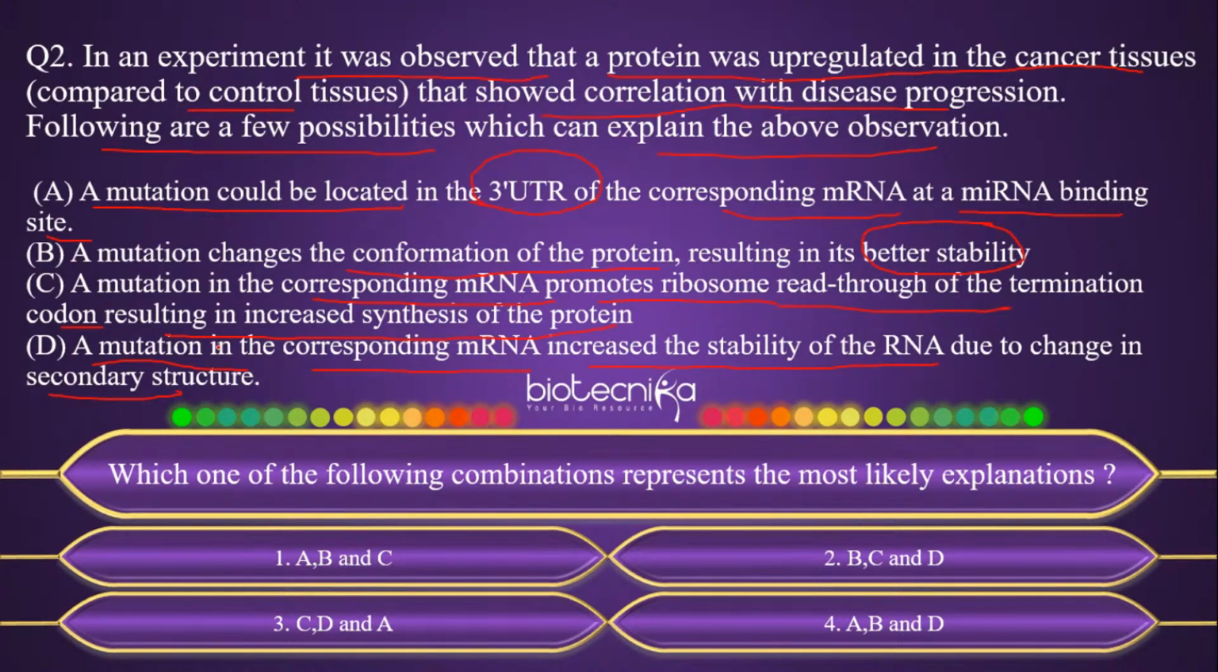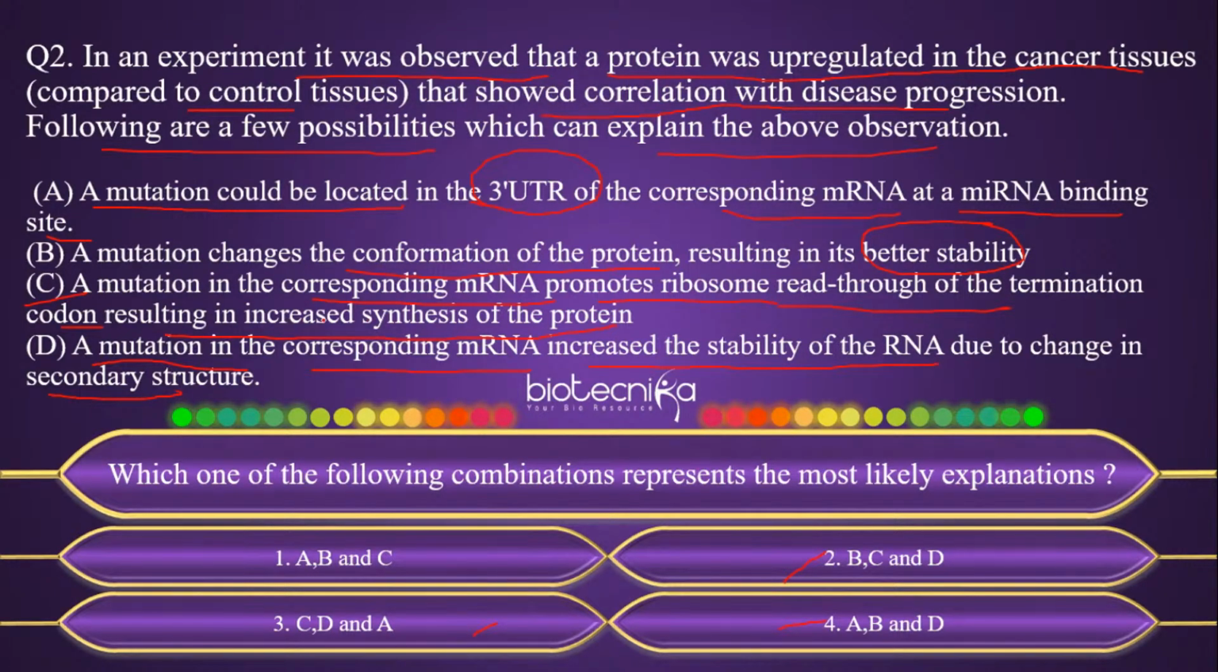Okay, there is some confusion between option 2 and option 4. Majority of you, as I can see, are opting for 4, followed by option 2, and some of you are also giving the answer 3. So let's find out what is the correct answer for the statement. But before going to that, I just want to ask you one question. Here one statement is mentioned: a mutation in the corresponding mRNA promotes ribosome read through the termination codon.